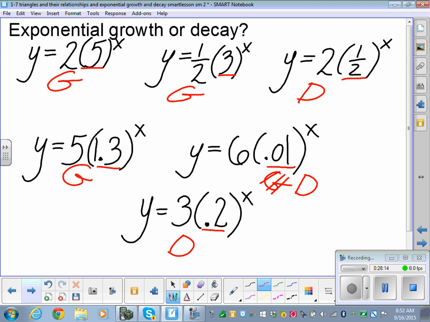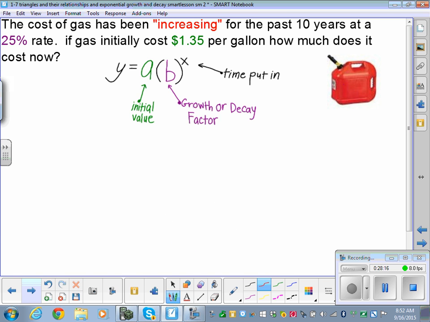Okay, awesome. For the first example, I would really suggest watching and just taking brief notes if you need, because I can't wait for you to write down the whole thing. It's going to make more sense to you if you watch. It says, the cost of gas has been increasing for the past 10 years at a 25% rate. If gas initially costs $1.35 per gallon, how much does it cost now?